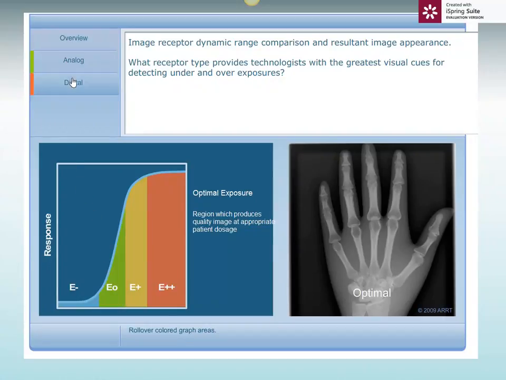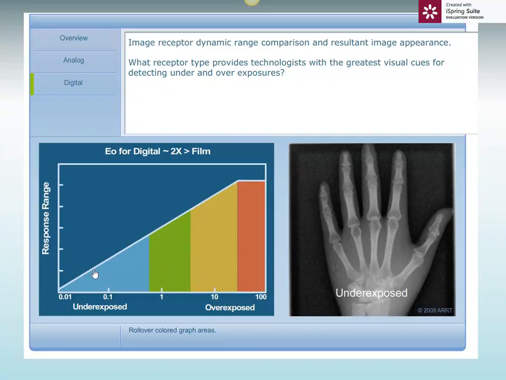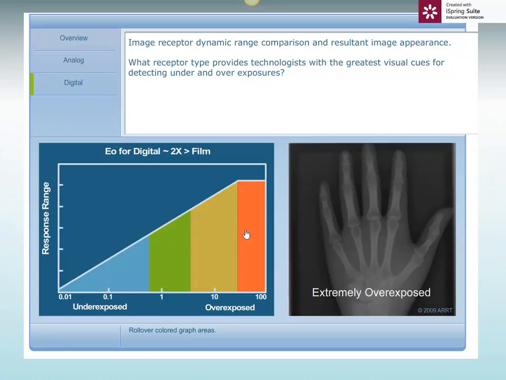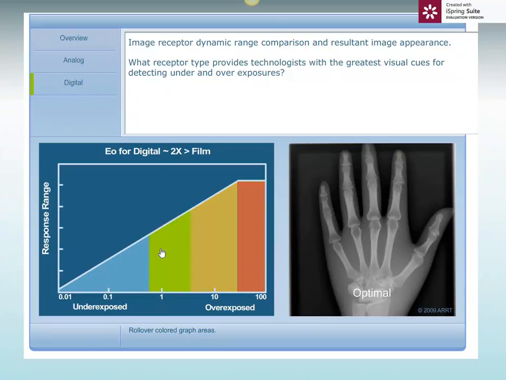Okay? Now, with digital, notice that the gradient is so much wider. And the reason for that is that you can take X-rays among a lot of different areas here and still get a pretty decent image. So if you're way down here, you're going to get something, albeit noisy. This is optimal. Notice that we got the range going here. This is a little bit overexposed, but the image doesn't look that bad, does it? Over here, this is super saturated. We don't want that. But this is the range where you can actually get a fairly decent image.